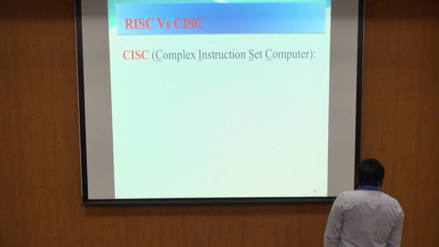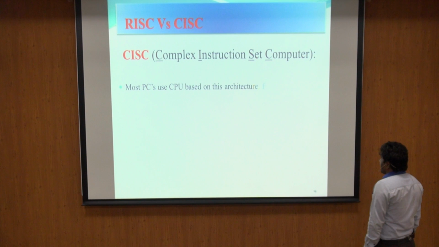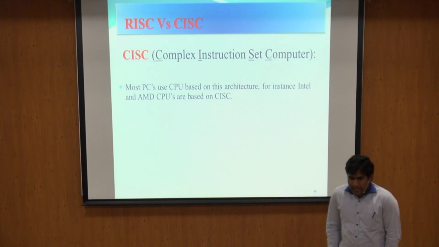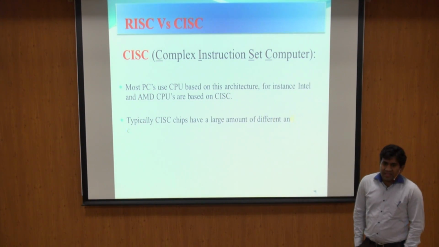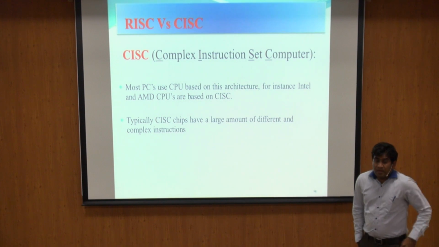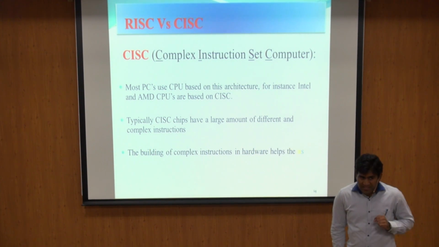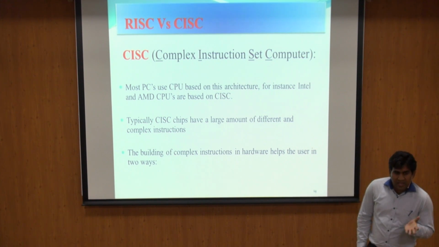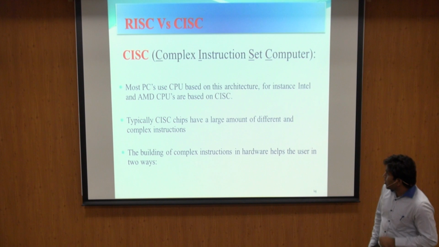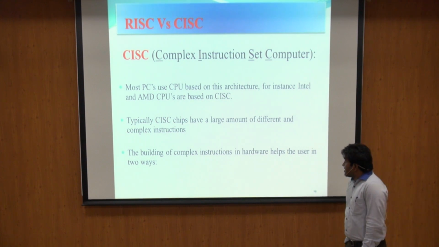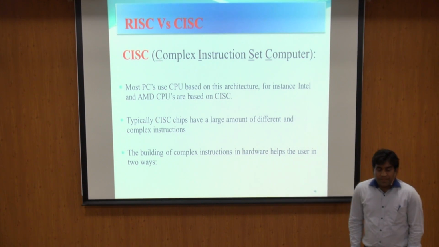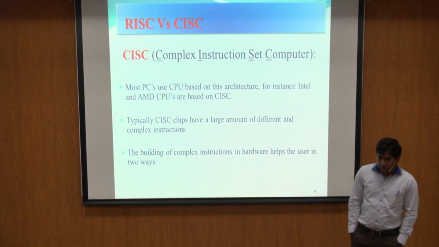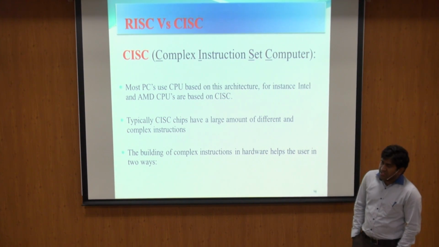Now we discuss what RISC is and what CISC is. Basically, RISC and CISC are architectures classified by considering the types of instructions. When we talk about CISC, it is nothing but a complex instruction set computer.